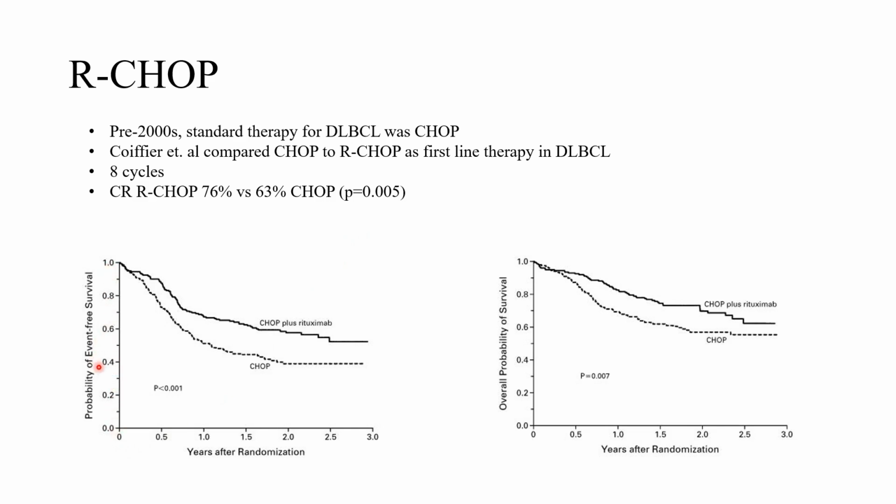And in this study, they defined events in event-free survival as progression, relapse, and death. So the probability of the event-free survival, you can see here, CHOP is clearly below the R-CHOP line, and this was significant. Over here, we see the overall survival, and again, the CHOP is below R-CHOP with a significant p-value. Importantly, this study did not differentiate between DLBCL subtypes. And another important note, there was no significant increase in toxicity.